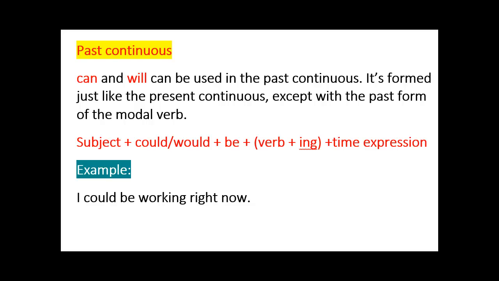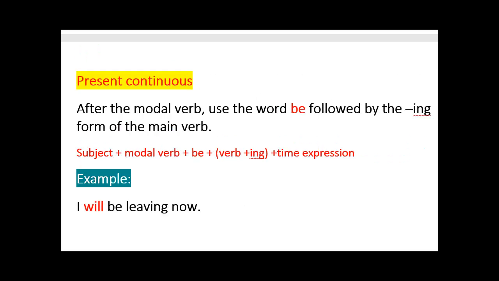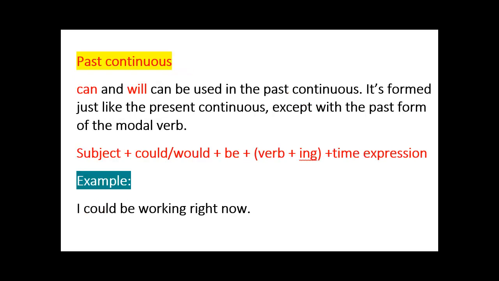If you go back to the present continuous, as we just discussed up there, you will find it's identical to the format that we have here. There it is, I will be leaving now: subject, modal verb in the present, be, verb to be, and then verb plus ing and time expression now. Here in the past continuous, it's I could be working right now. You just change the modal verb tense from the present to the past. That's it. The format is very easy, actually.